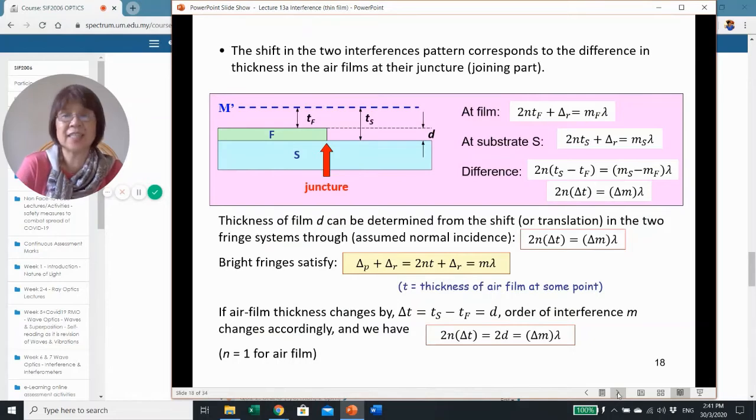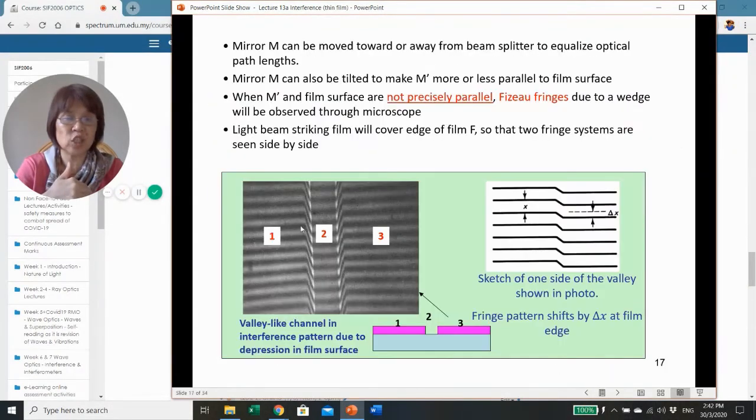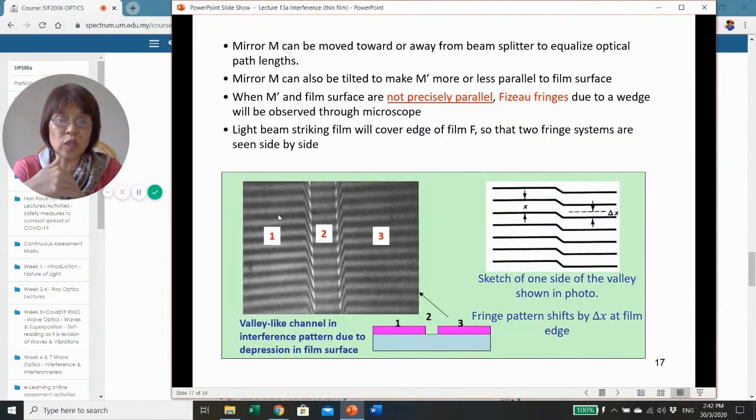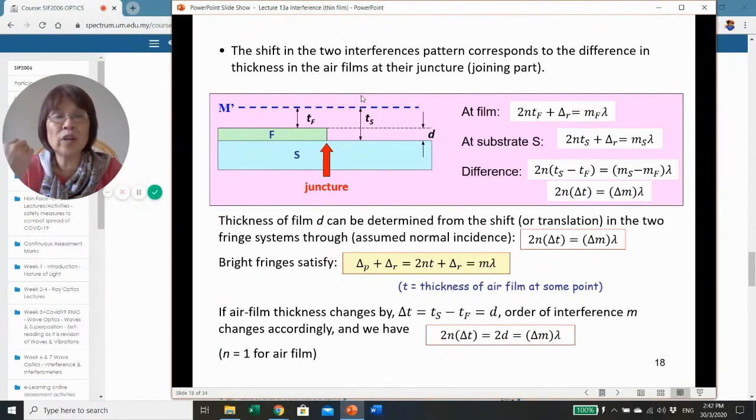So how are we going to measure the thickness then? Let's look at this displacement shift here, the shift in the fringe of the two interference patterns here. It will correspond to the difference in the thickness of the air film at the point where they join. Now let's see, at the film here, we consider normal incidence. Then we have 2n Tf, plus any phase shift, equals m_f lambda for constructive interference. Now, for the other part here, you have 2n Ts plus delta phi equals m_s lambda.